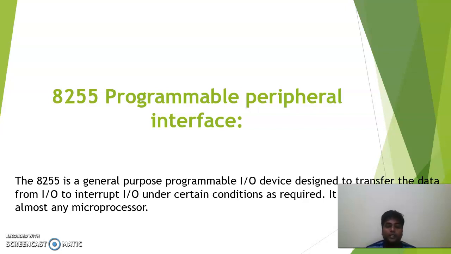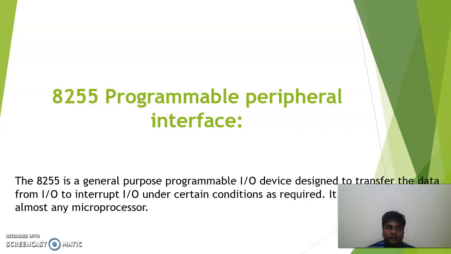Today we will discuss the concept of 8255 programmable peripheral interface. First of all, the name should be very clear, why it is known as an interface. Actually, whenever a microprocessor wants to communicate with peripheral devices, it cannot directly communicate with them. In the same way, peripheral devices cannot directly communicate with the microprocessor. So these two devices actually require an interface.